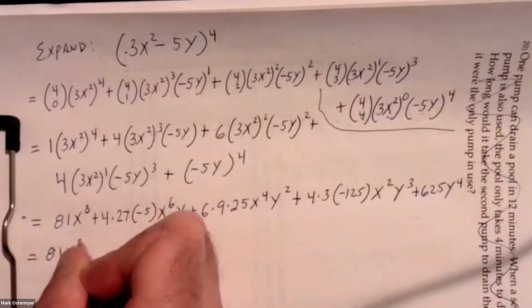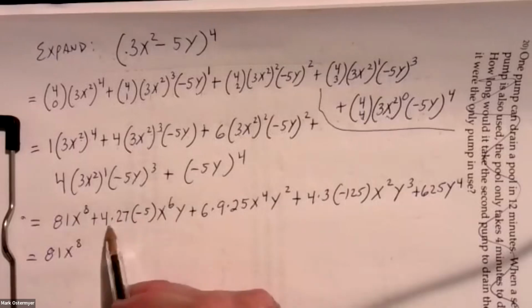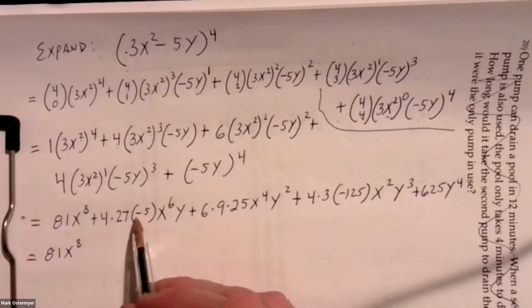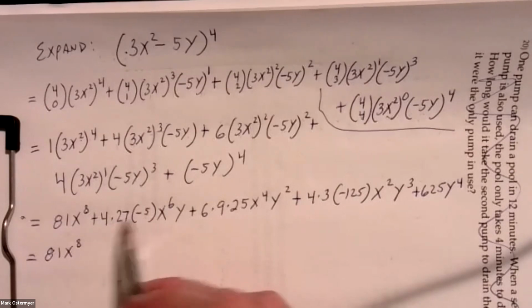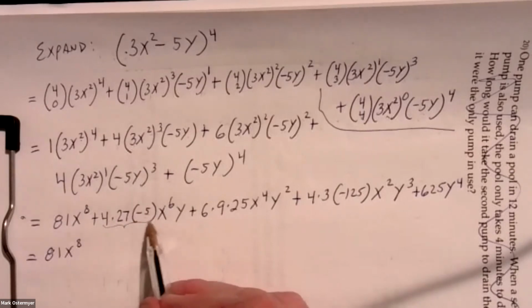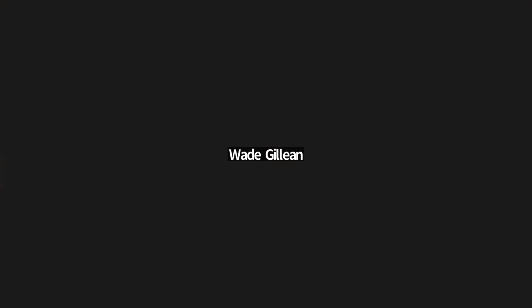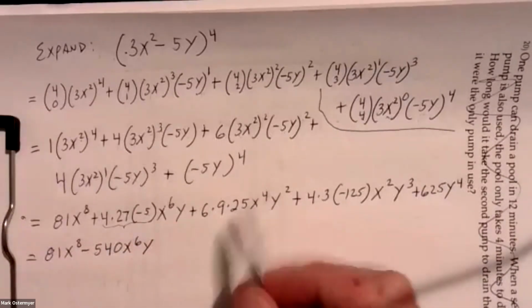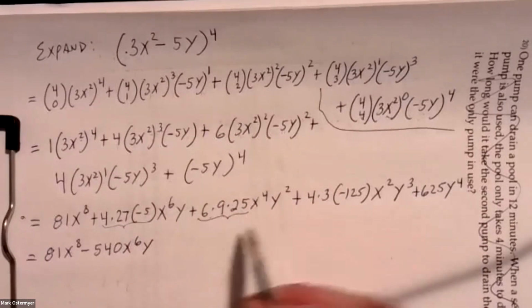We got 81x to the 8th. Let's see here. We got negative 20 times 27. Negative 20 times 27 is going to be negative 540, is that correct? 4 times 27 times negative 5. All this right here. Negative 540, yeah. Minus 540 x to the 6th y. Help me out here. 6 times 9 is 54 times 25. What does this all net us?